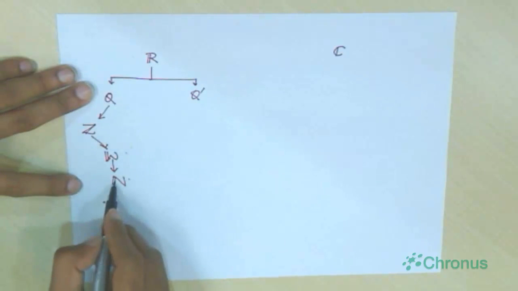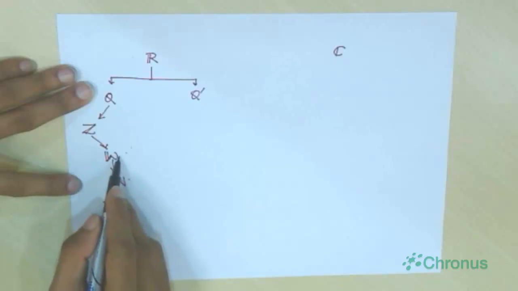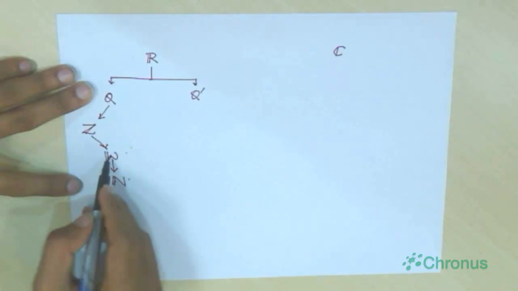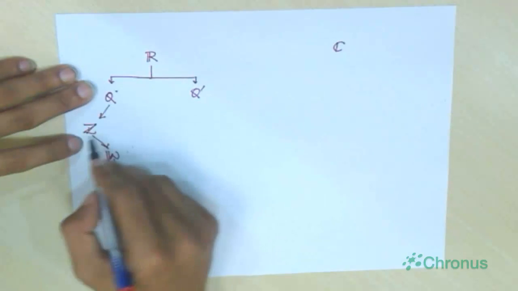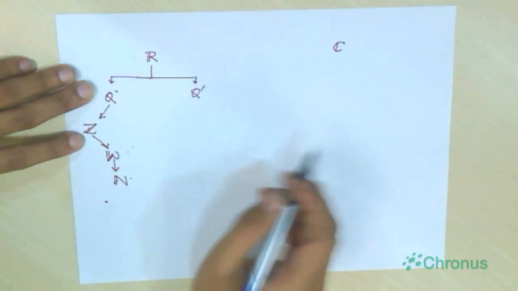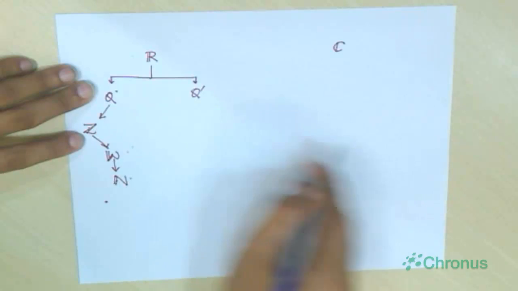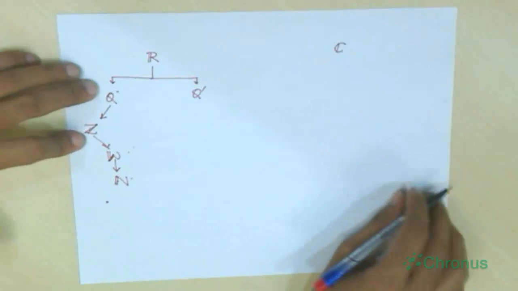So every natural number is a whole number. The vice versa is not true. Every whole number is an integer. Every integer is a rational number. Integer is not irrational. Okay. And no number can be both rational and irrational.